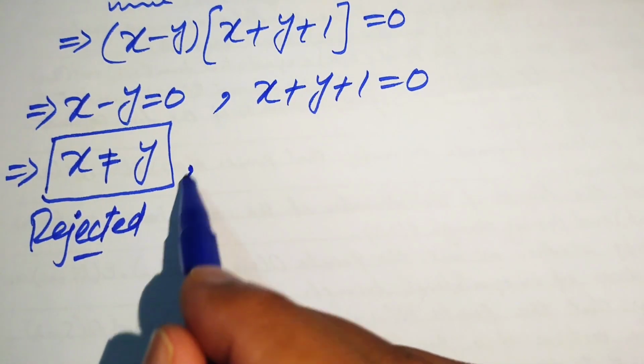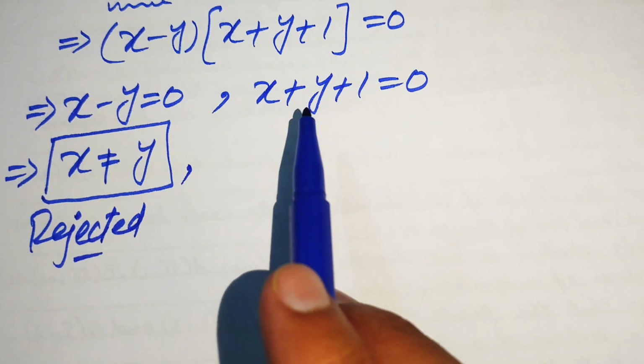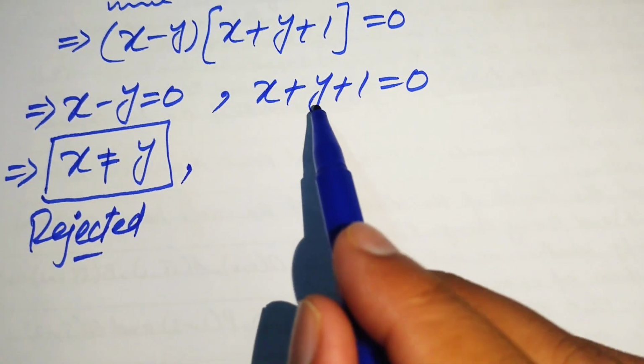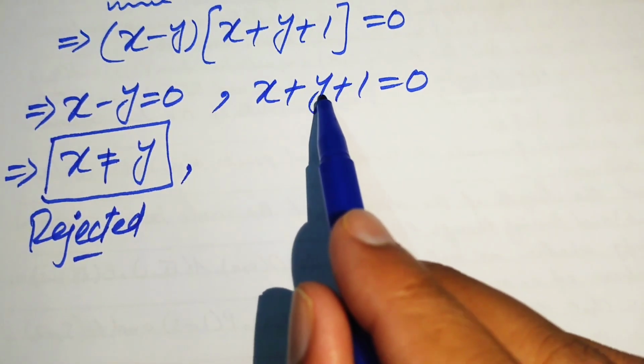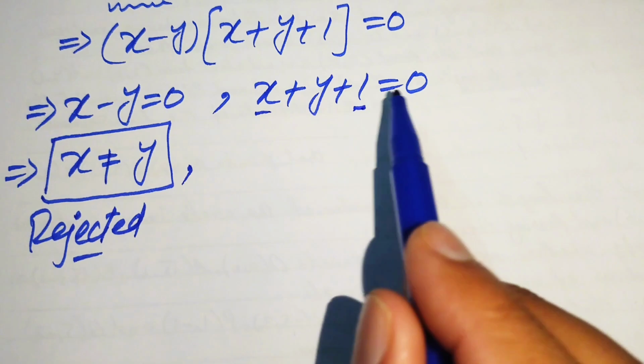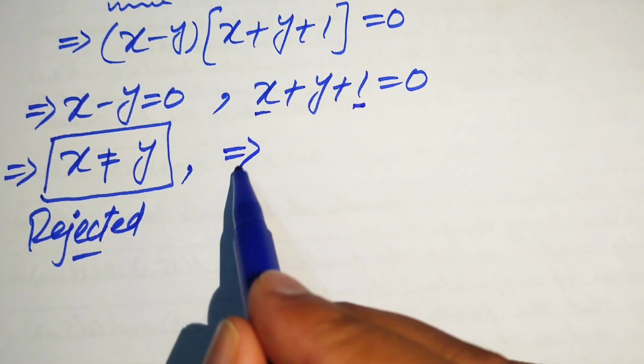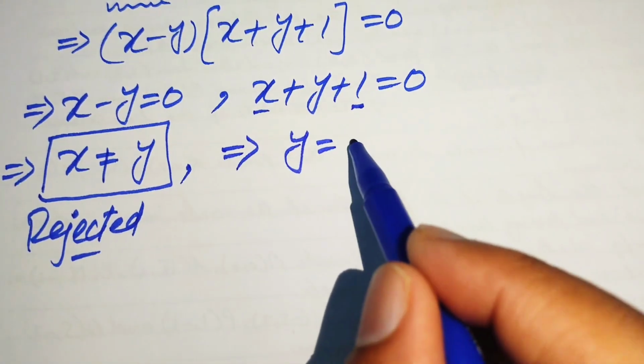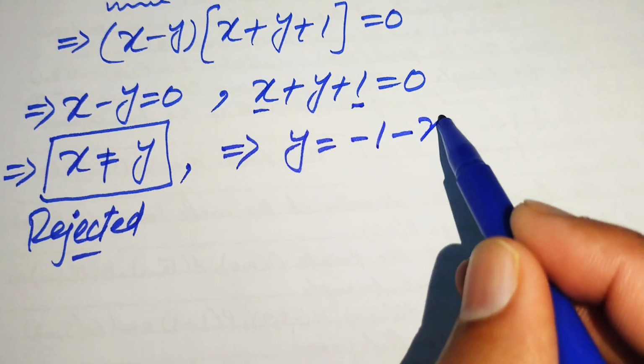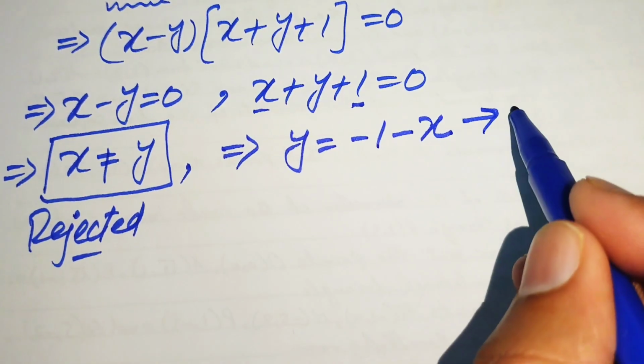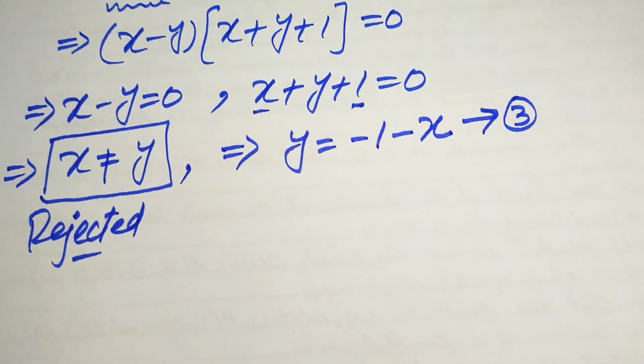And now we just solve this equation, and from this equation we move this x and y to the right hand side, and it is written as y equals minus 1 minus x, and we call this our equation number 3.